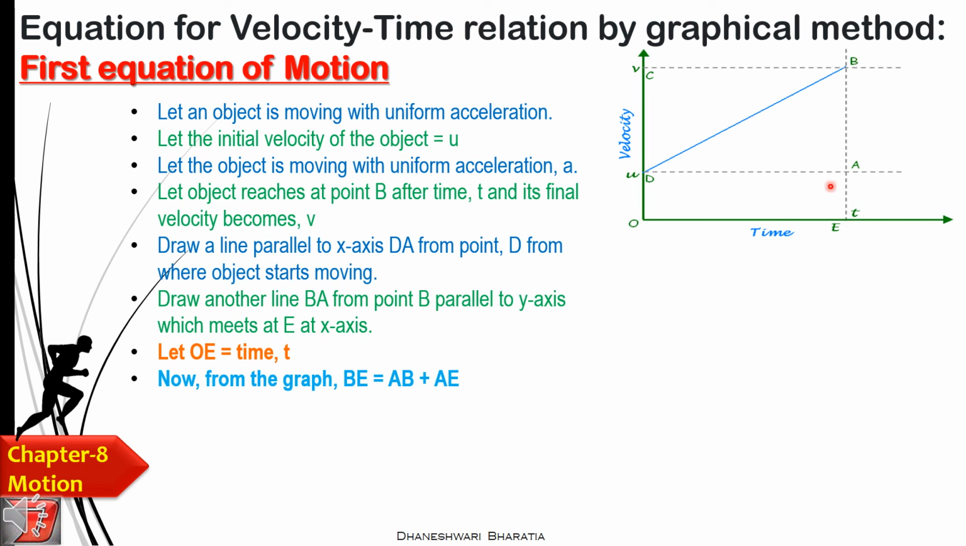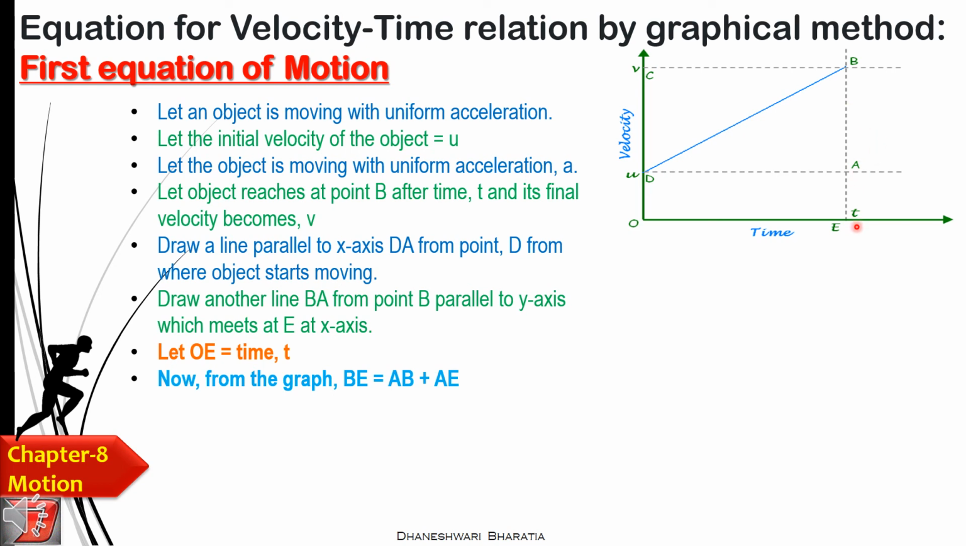Now we know that BE, if we want to count BE, what we have to do, we have to do AB plus AE. Similarly यहाँ पे OC is equal to CD plus OD होगा, यानी we can say that AB is equal to CD and here AE is equal to OD. Now what is AE? It is equal to OD. तो OD क्या है? It is U, initial velocity. So if OD is U, AE will also become U. यहाँ पे OC, what is OC? It is the final velocity V. So here also BE will become V, final velocity.